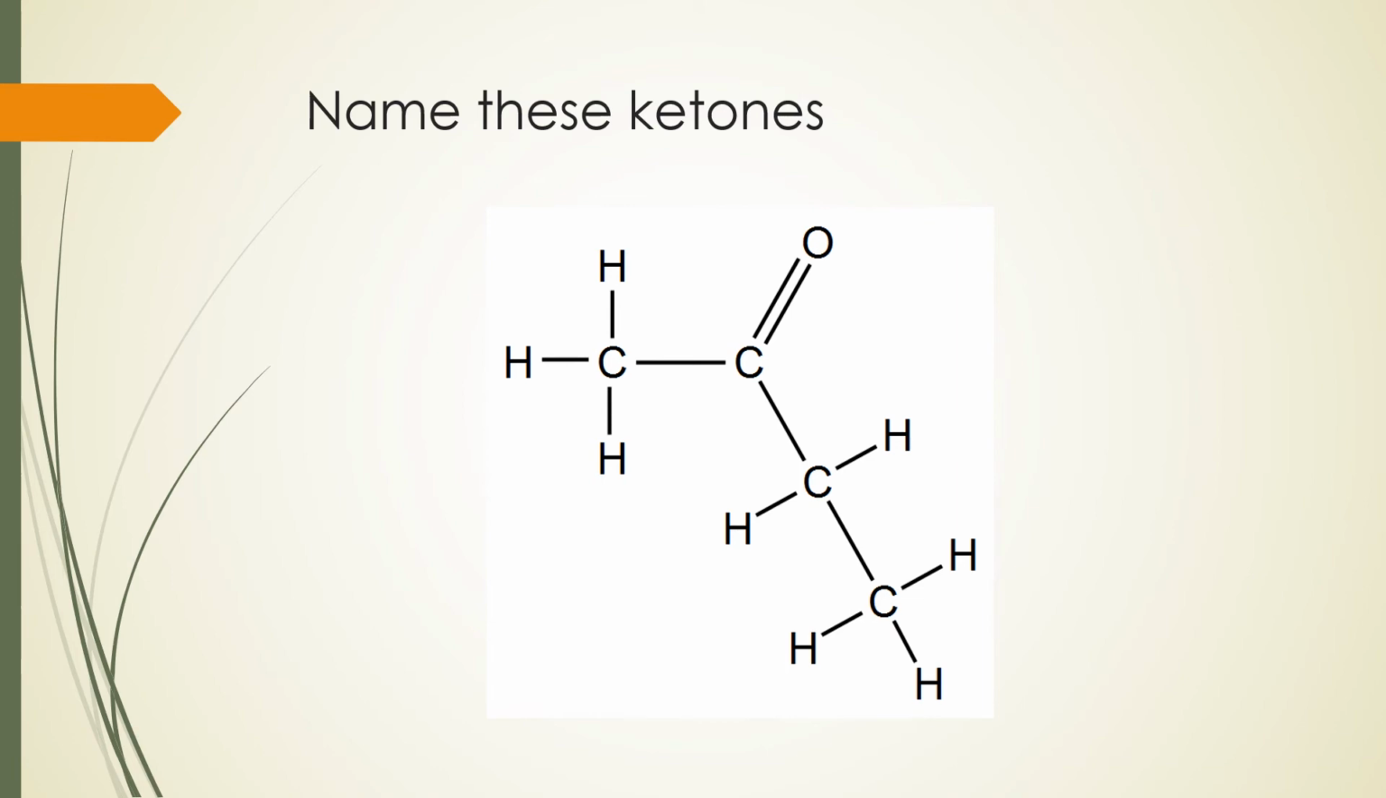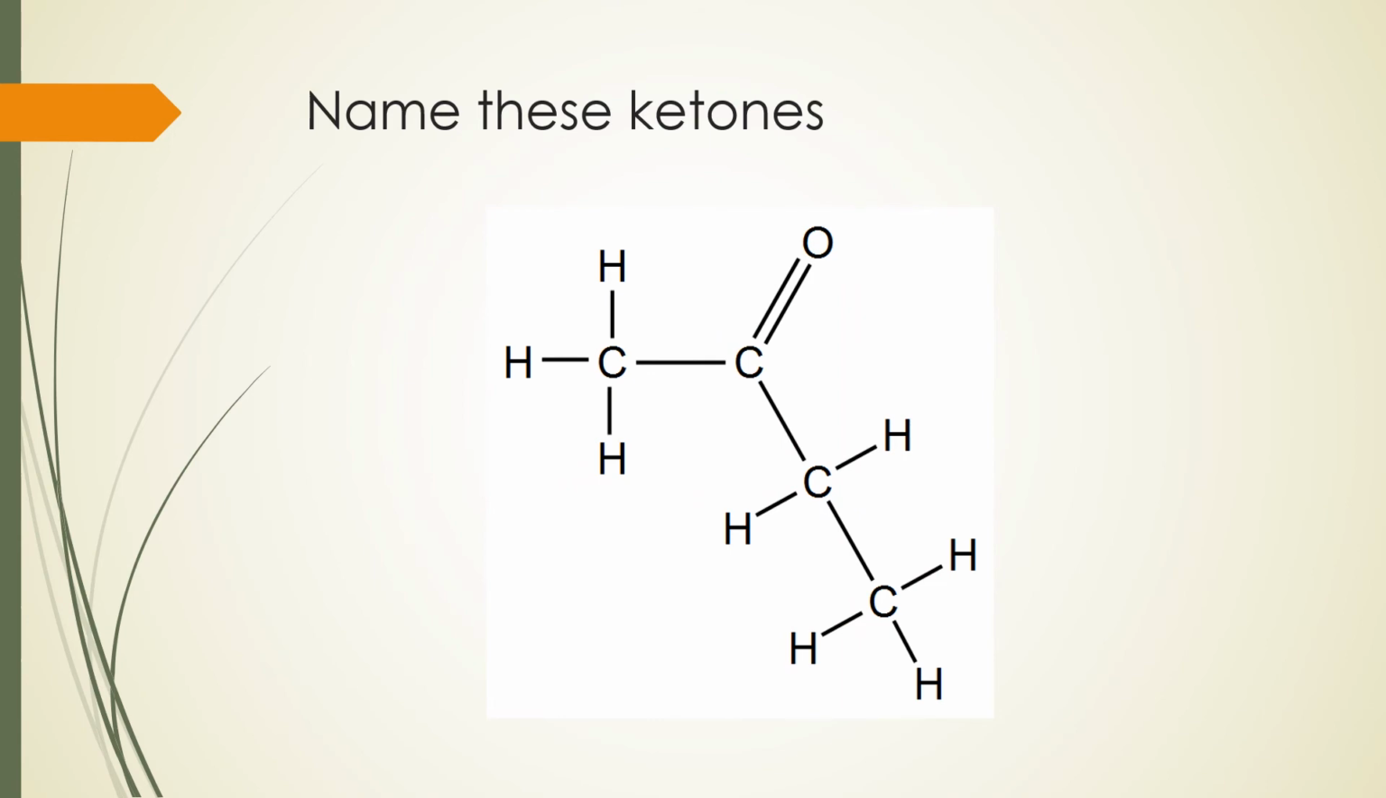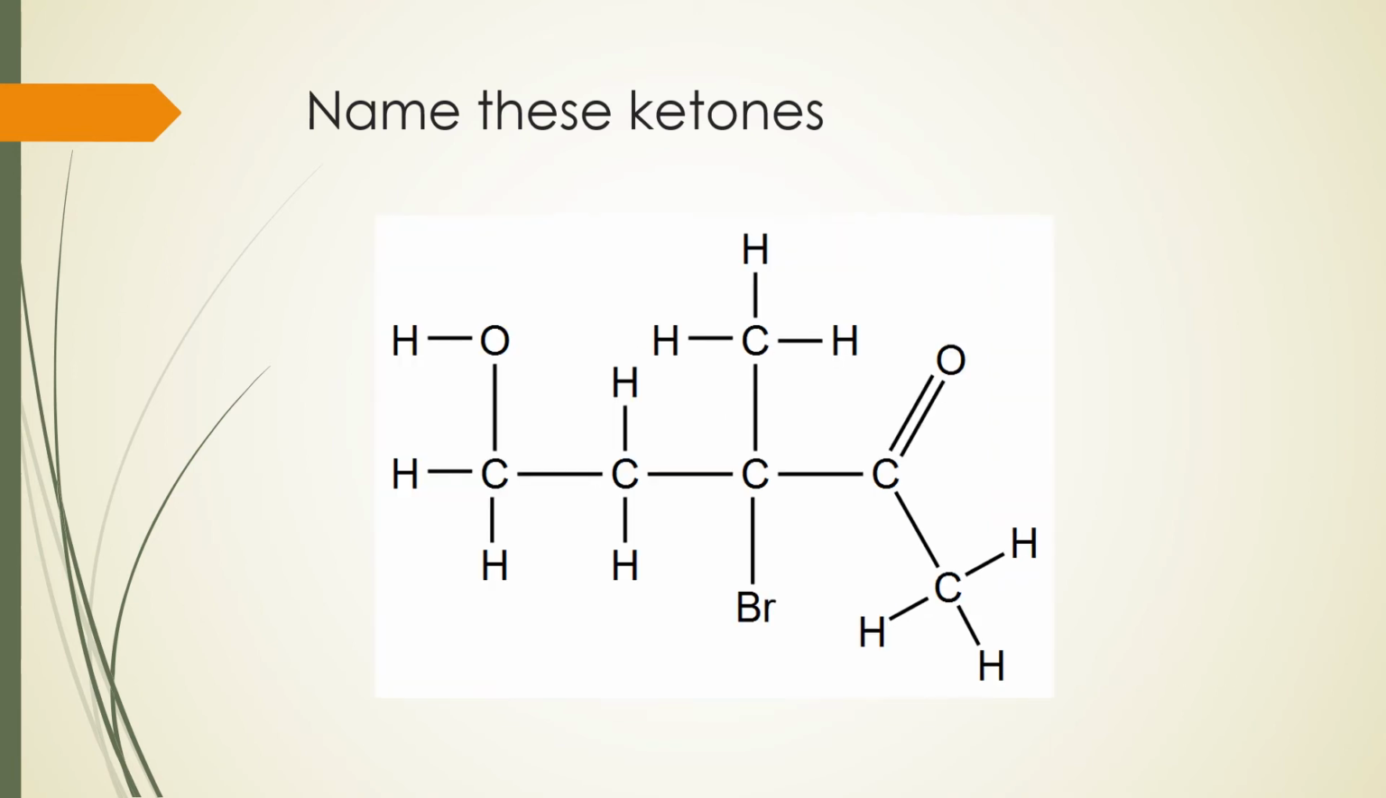Now I'd like you to try naming these ketones. Remember to stop the video and have a go. So this one here, this is the carbonyl group. We need this in the lowest possible position. So this is butan-2-one. Try this example. Remember to put the carbonyl in the lowest position. Stop the video. Have a go.